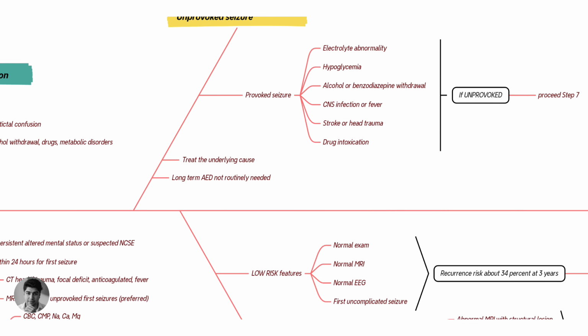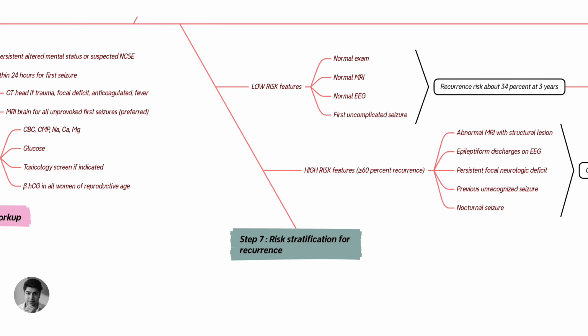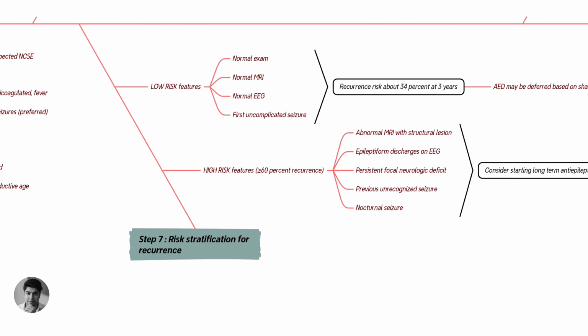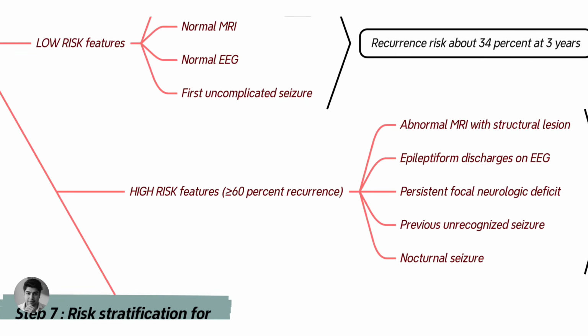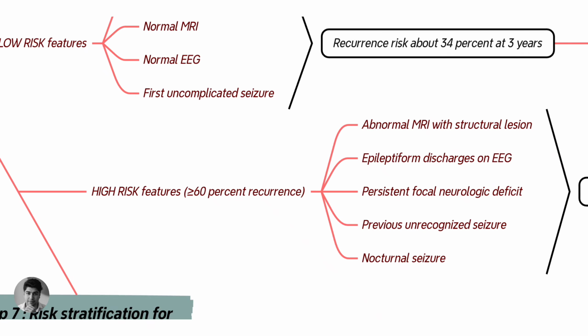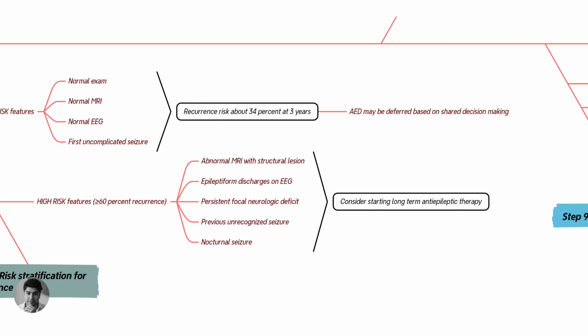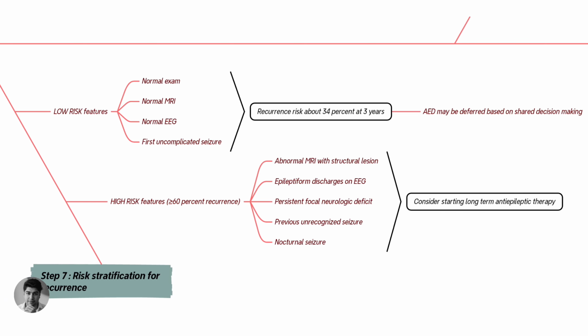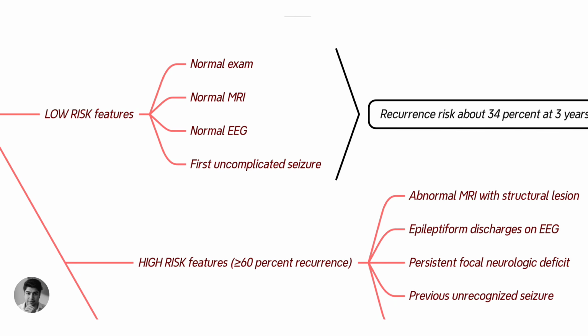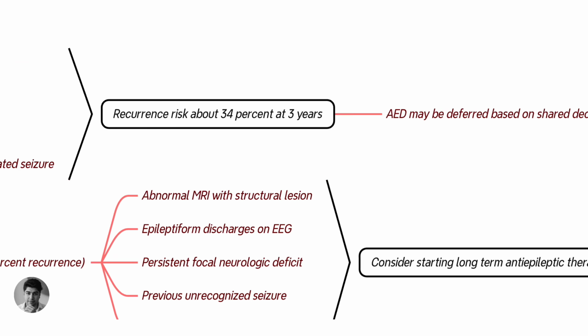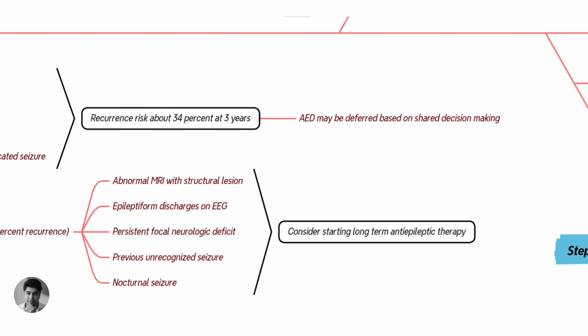Section 7 from the chart: recurrence risk. High-risk features: epileptiform EEG, structural MRI abnormalities, persistent deficits, nocturnal seizures, prior unrecognized events. These predict recurrence above 60%. Low-risk patients: normal EEG and MRI have recurrence near 34% at 3 years. And that high-risk cutoff determines long-term treatment.